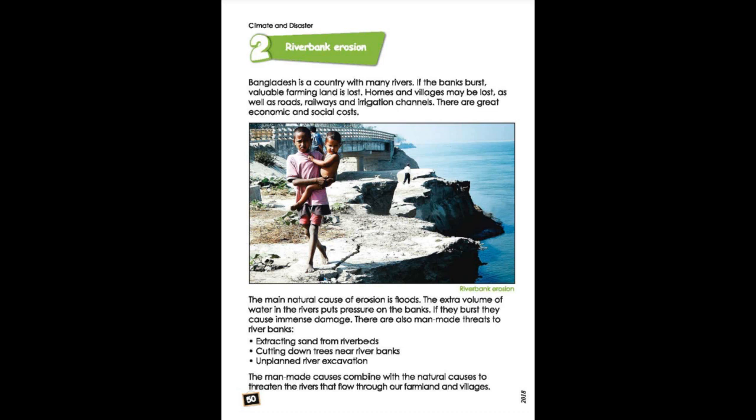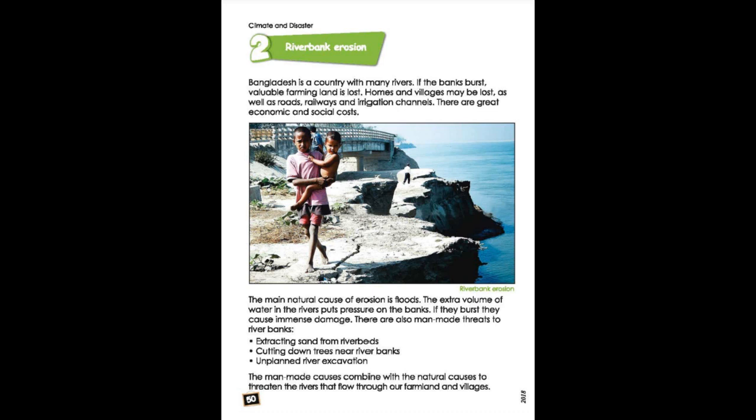What is riverbank erosion? Erosion means wearing away by water. That means river banks are wearing away by water. What is the main cause of this erosion? It is flood and high tide. The extra volume of water in the river puts pressure on the banks. That means high tide. If they burst, they cause immense damage.